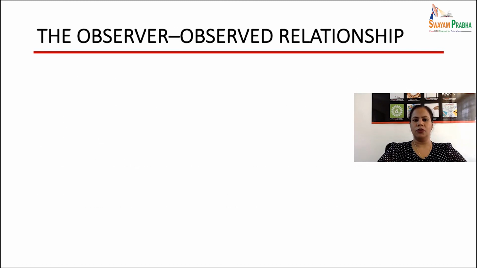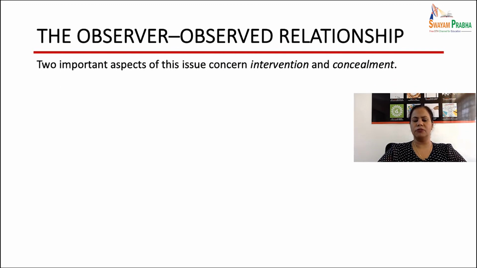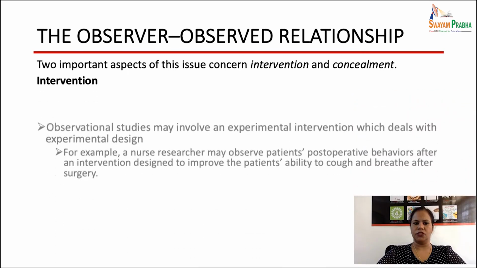Now let us talk about the observed and observer's relationship, particularly from the research point of view. The two aspects of concern are intervention and concealment. We should know that intervention and concealment are very important aspects whenever we are talking about the relationship between the observer and the observed. So the first one is intervention.